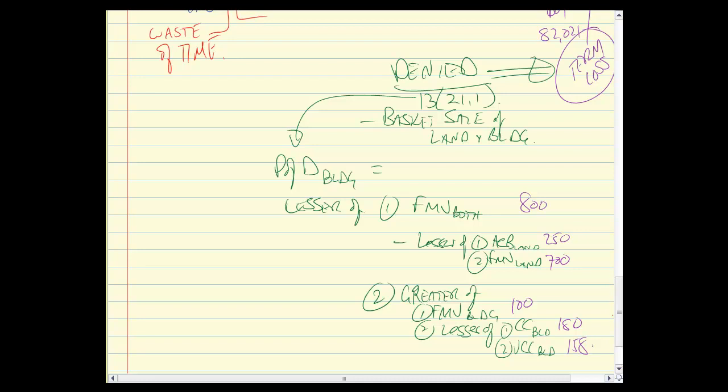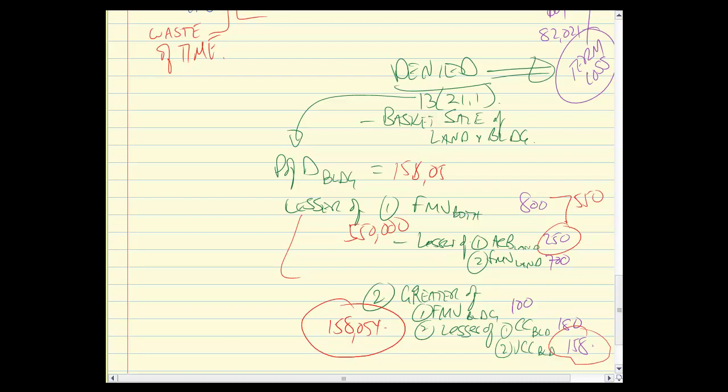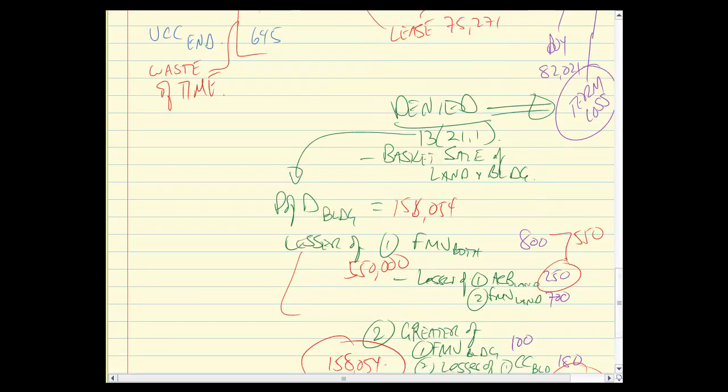So let's go back to the lesser of. What's the lesser of these two numbers? It's the 158. What's the greater of these two numbers? It's the 158. So 158,054 is our option for 2. 800 minus the lesser of these two things is 550. So our option for this one is 550. The lesser of those two is this one. And just like we knew it was going to happen, those are the proceeds on the building.